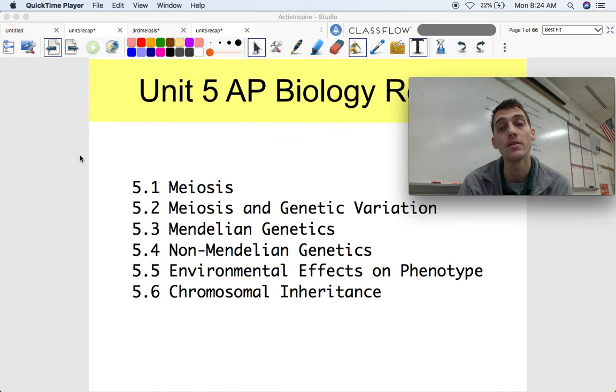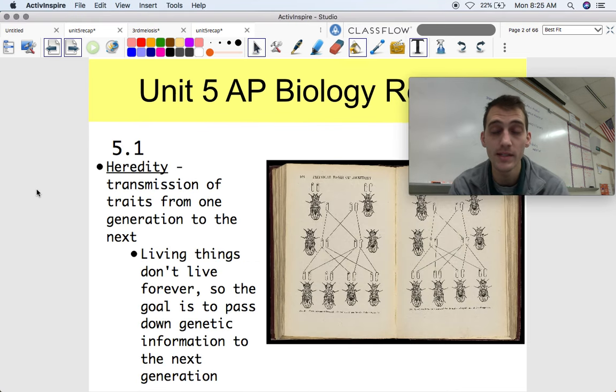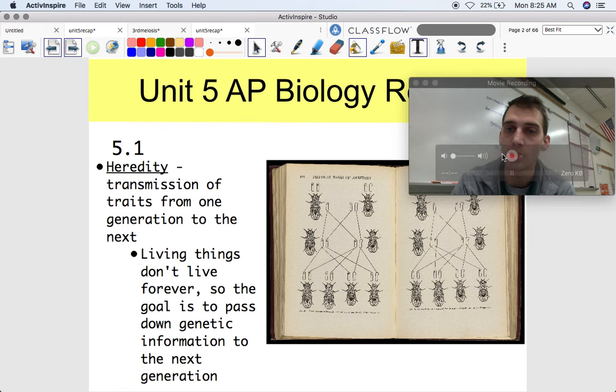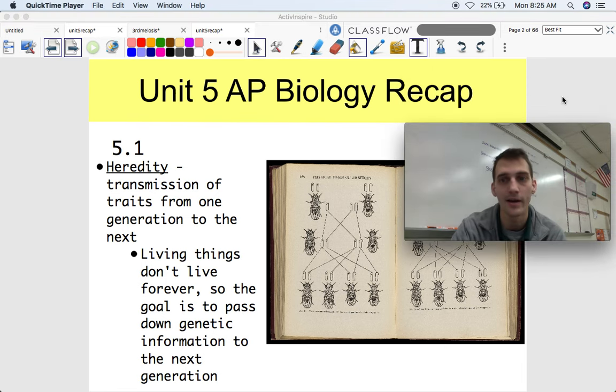This unit is on heredity. And what is heredity? Well, this is the transmission of traits from one generation to the next. This is how living things pass down their genetic information. And why do they have to pass down genetic information? Well, because I don't know if you know this already, but nothing lives forever. So you pass down your genetic information to the next generation. And if you're a living thing, that's just what you do.